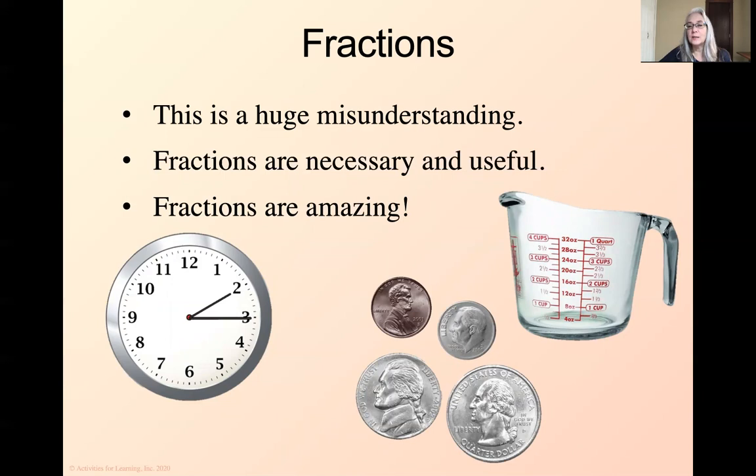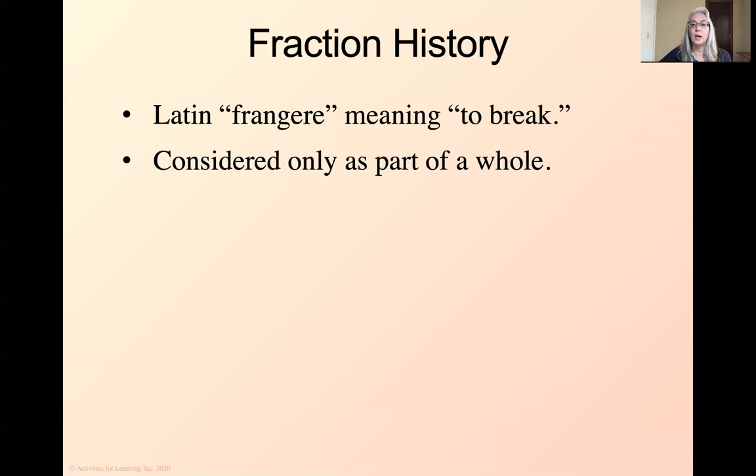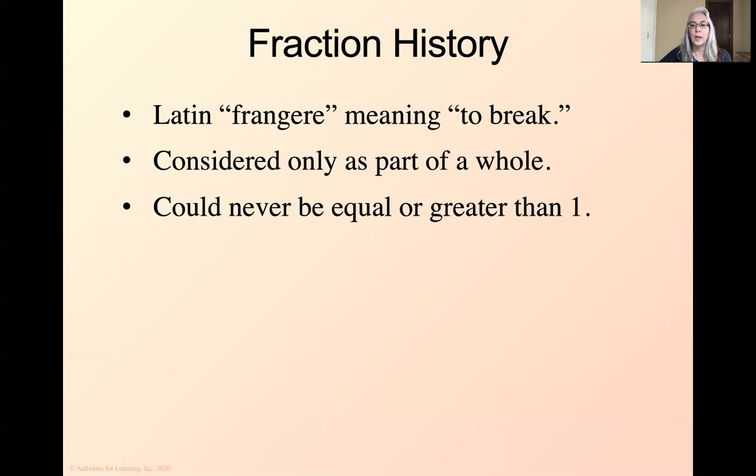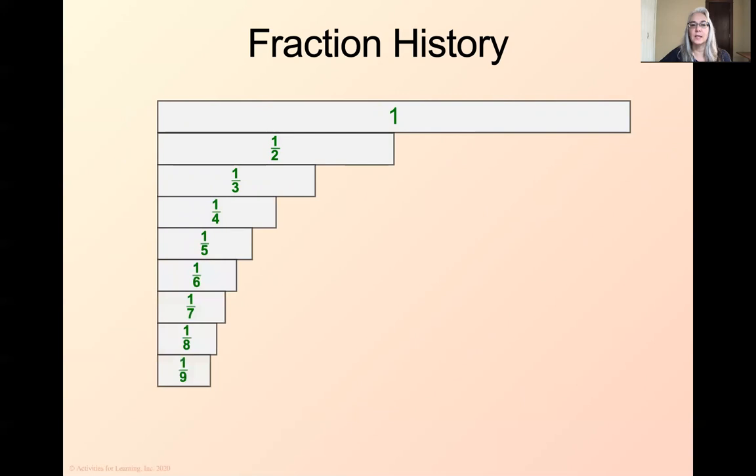So first of all, let's look at the history of fractions. The Latin word frangi means to break. Historically, a fraction was considered only part of a whole. It wasn't more than a whole. It could never be equal to or greater than one. So here we have one broken into two equal pieces, three equal pieces, fourths, fifths, sixths, sevenths, eighths, ninths, and tenths. This is the historical view of fractions.